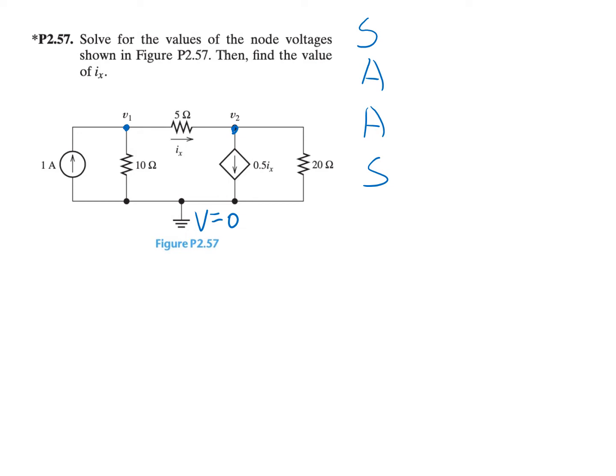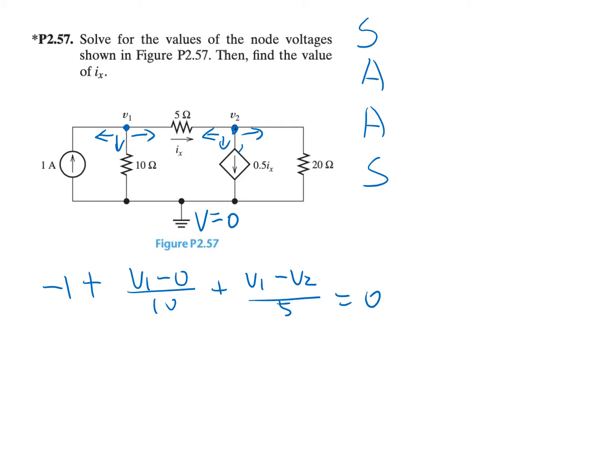So what we need to do here is to apply the KCL to these two nodes. Let's get started to write the KCL equations. We assume that all the currents flow away from this node. So for node 1, we have -1 plus (V1 minus 0) divided by 10 plus (V1 minus V2) divided by 5 is equal to 0.